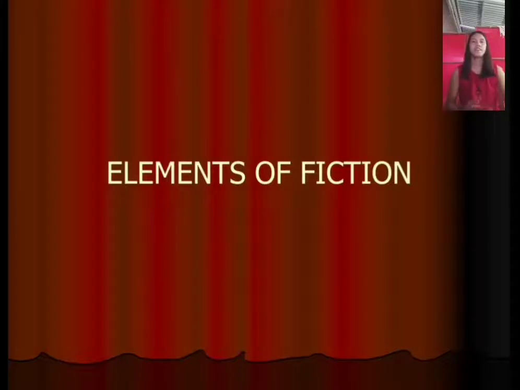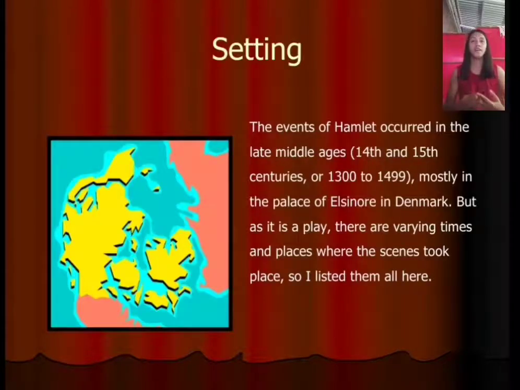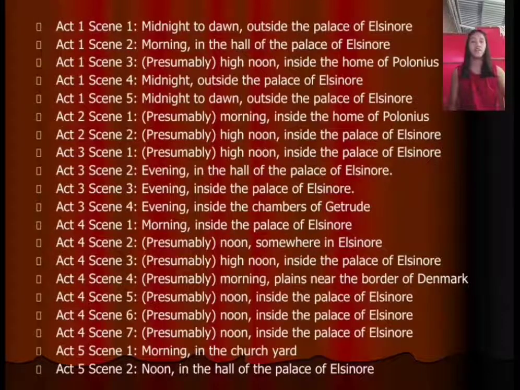So setting. So Hamlet took place in the late Middle Ages, which is the year 13,000 to 14,099, mostly in the Palace of Elsinore in Denmark. But as it is a play, there are varying times and places where the scenes took place. So I listed them all here. If you want to read them, you can just read them in the PowerPoint.